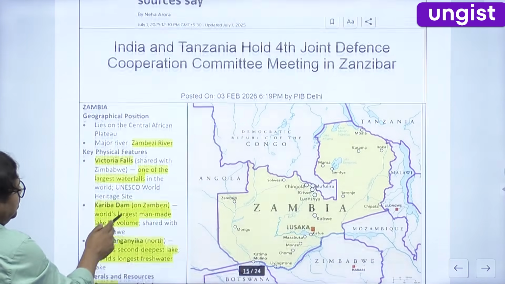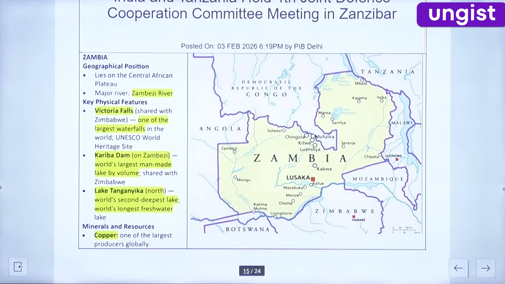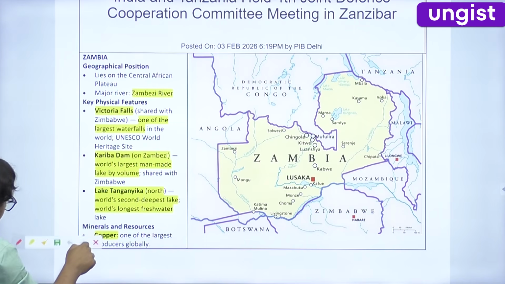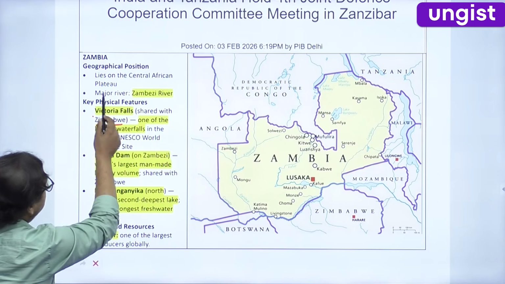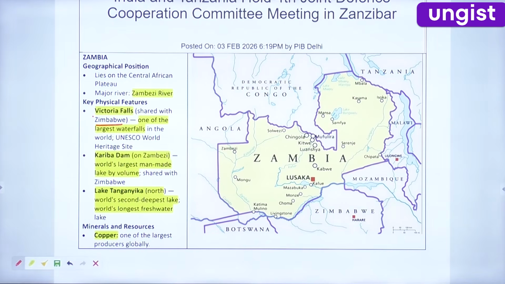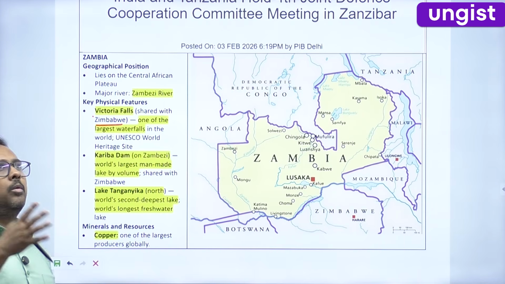Now, let's see one country at a time. Zambia now lies on the Central African Plateau. But just to know the location, it lies there. What is important? Victoria Falls. I guess everybody has heard about it, right? It is shared with Zimbabwe. It is located in Zambia. And what is the name of the river? Zambezi. You're right. Zambezi River. It's the 4th largest river in Africa after the Nile, Congo, and Niger.